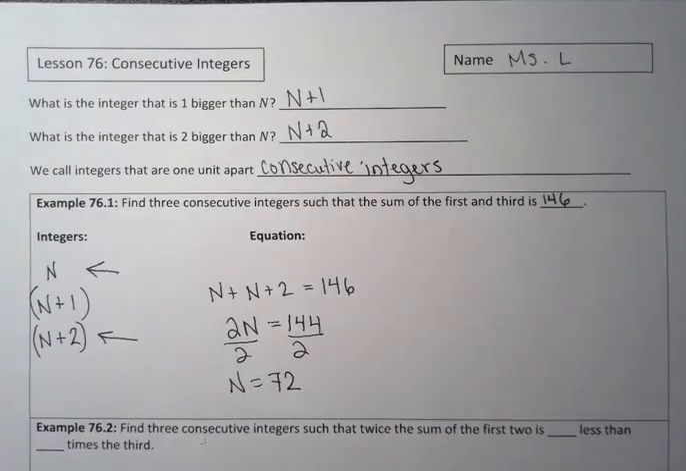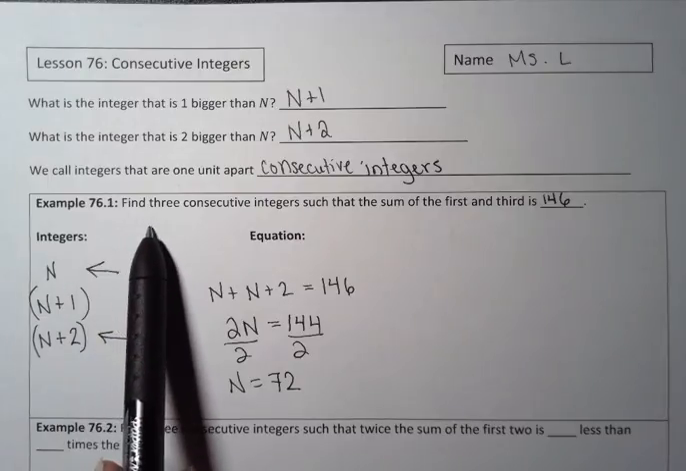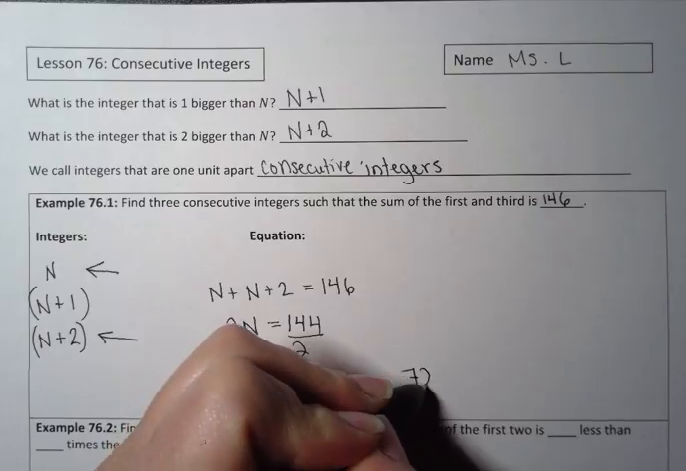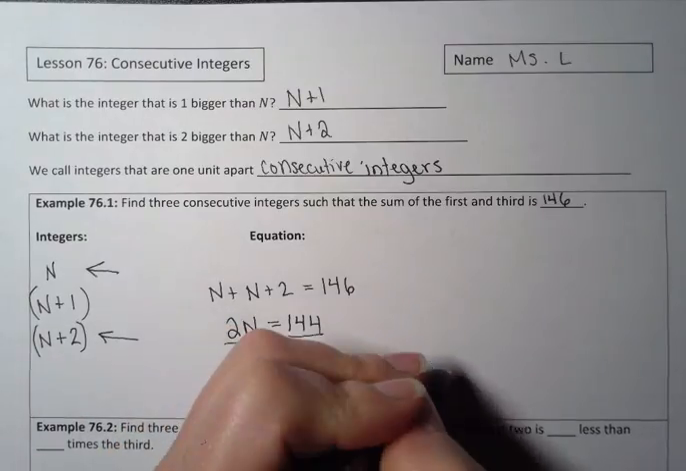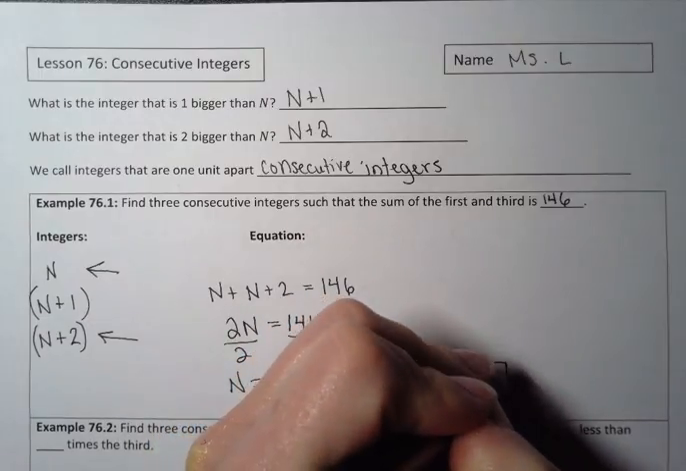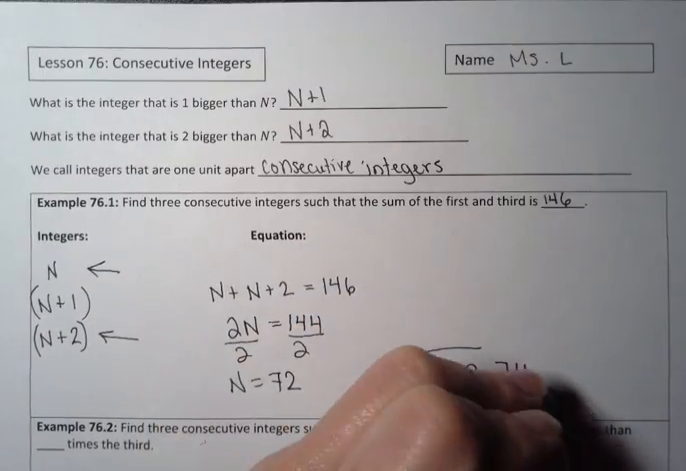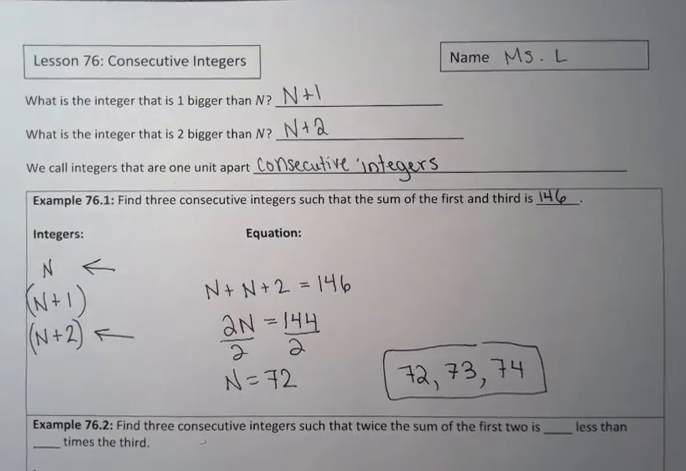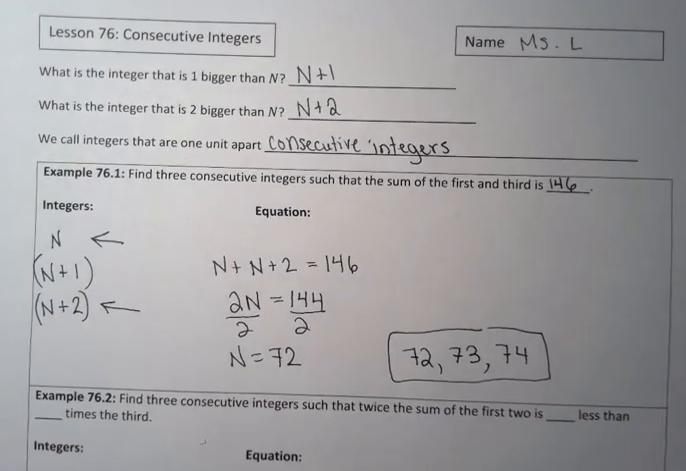So 72 is my answer, but the question was to find 3 consecutive integers. So 72 is the first one. The next one is 72 plus 1, which is 73, and the other one would be 74. So these are the 3 consecutive integers that meet this criteria. Let's do another example.